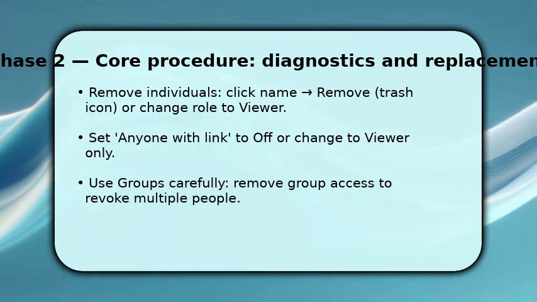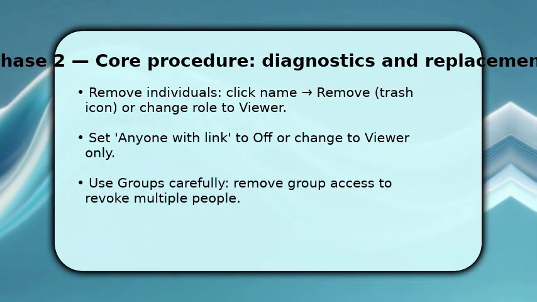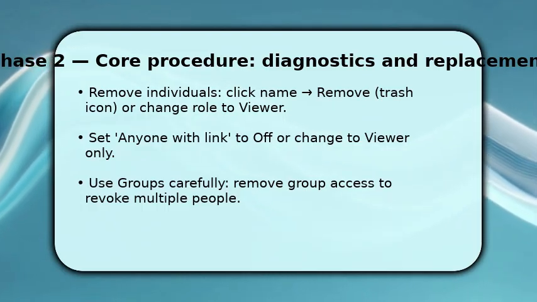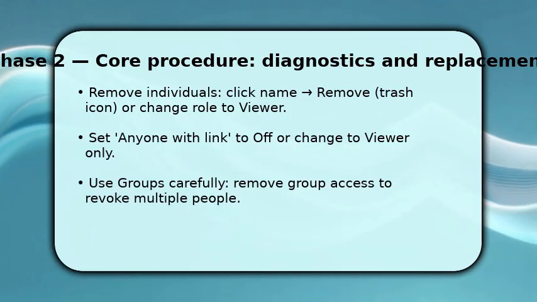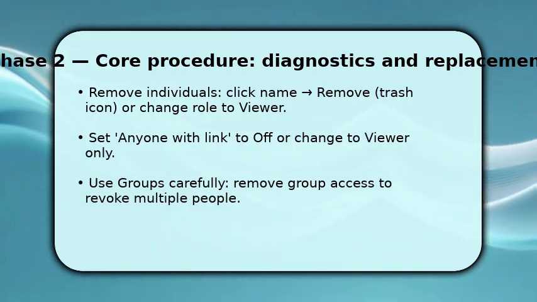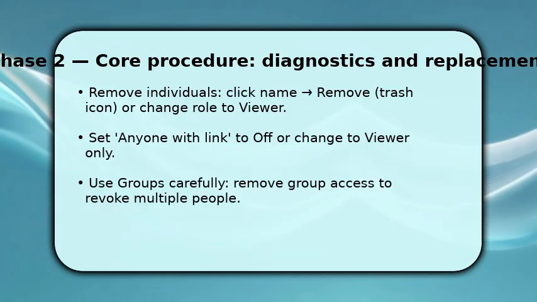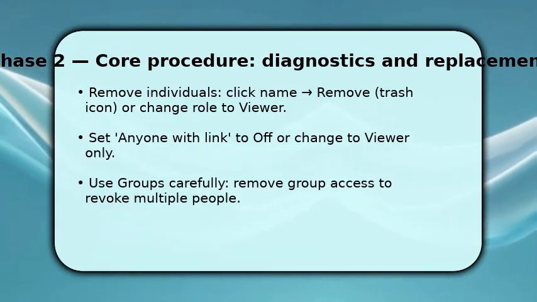For link access, open link settings and set anyone with the link to off. If you must keep link sharing, restrict to viewer only. If access is granted via Google Groups, remove the group instead of individual members. This revokes many users at once. Make sure to save or confirm changes so permissions update.